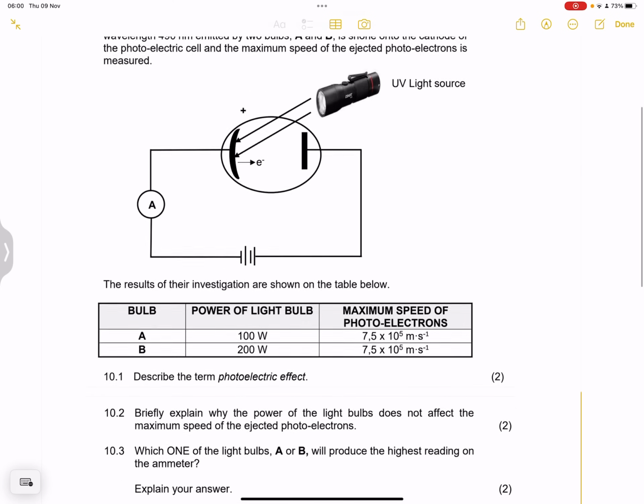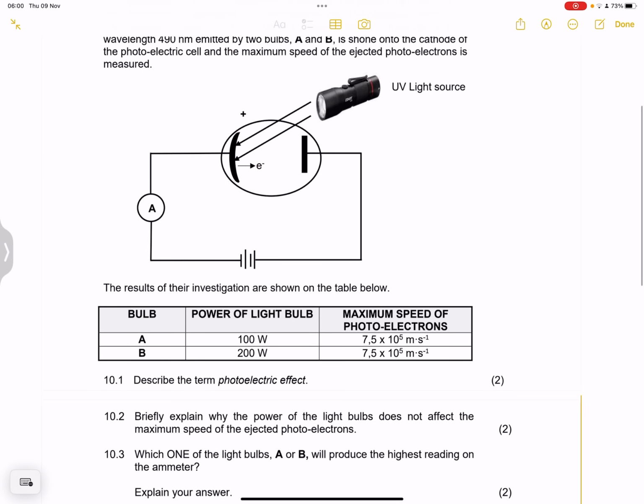They are telling us all that we see there. They say the results of their investigations are shown in the table below. In this case they say describe the term photoelectric effect. Remember, this is the phenomenon where light is shone onto a surface. In fact, electrons are emitted from a metal surface through the use of light.